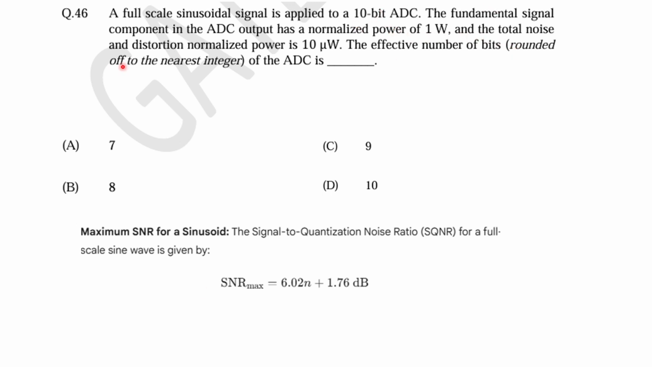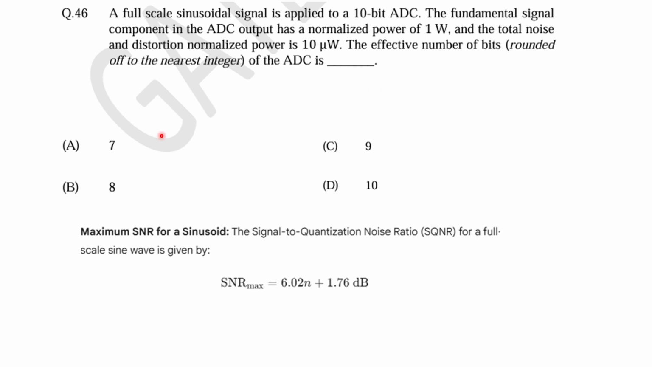ADC. It's given that the fundamental signal component in the ADC output has a normalized power of 1 watt. So 1 watt is given for the signal component power, and the 10 bit ADC. So these things are given, and the total noise and distortion normalized power is also given, that is the noise power. So the effective number of bits is what this is asking.